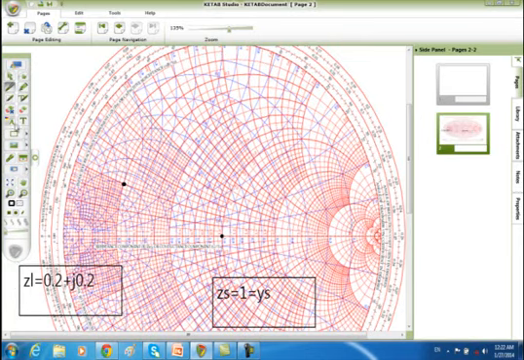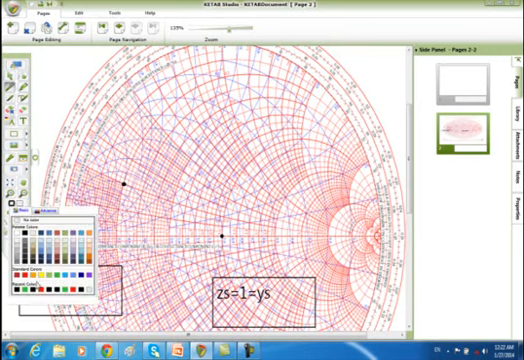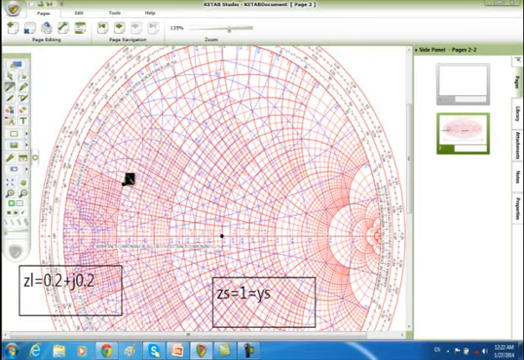I will draw it with the pen. We are moving along R equal 0.2 until we get to this point, and then we are moving along the G equal 1 circle until we achieve Zs. As we can see, we switch the move at this point, so I will find the impedance of this point and the admittance of this point.